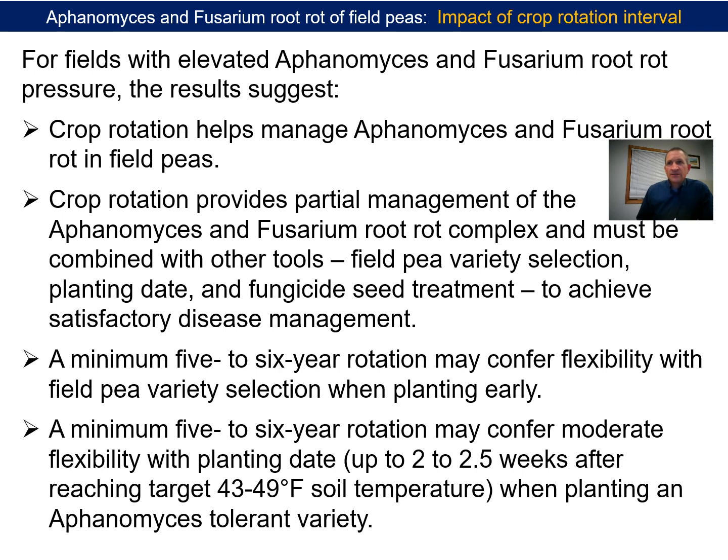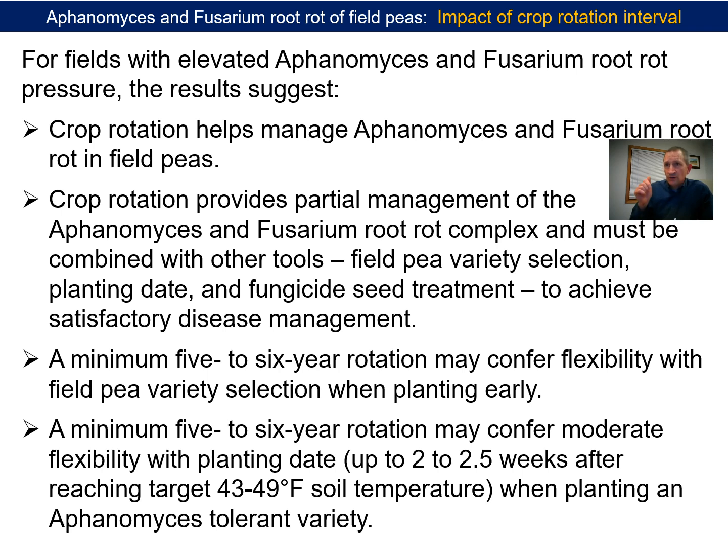So what we have learned from these studies is that crop rotation does help manage Aphanomyces and Fusarium root rots in field peas. However, it only gives you partial management of the root rot complex. To achieve satisfactory management, you need to combine multiple tools: field pea variety selection, and early planting, targeting that 43 to 49 degree soil temperature, average day and night at the seeding depth in the first 7 days after planting. You can target that based on the weather forecast and the current soil temperature.